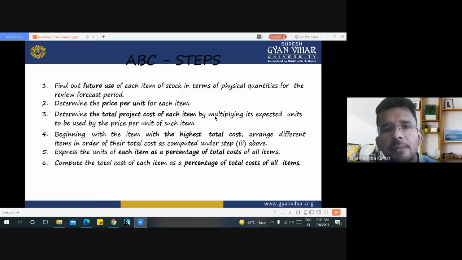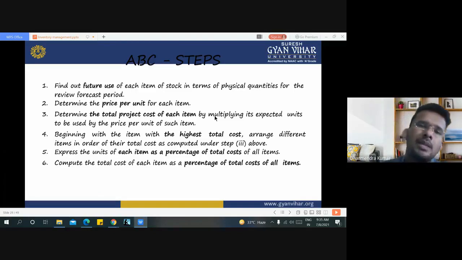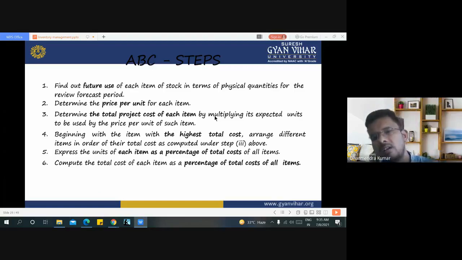These are the following steps which we are using in ABC analysis, always better control analysis. Find out future use of each item of stock in terms of physical quantities for the review forecast period. Determine the price per unit for each item, and on the basis of pricing we also categorize the items in the various groups. Determine the total cost of each item by multiplying its expected units to be used by the price per unit of such item.